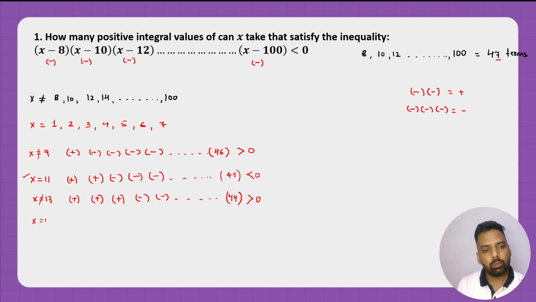x इज इक्वल टू 15 पे व्हाट हैपेंस? 4 ही पॉजिटिव हो जाएंगे मेरे पास and 43 will be negative, right? 43 negative, तो this will be less than 0, तो 15 पे भी satisfied होगा.